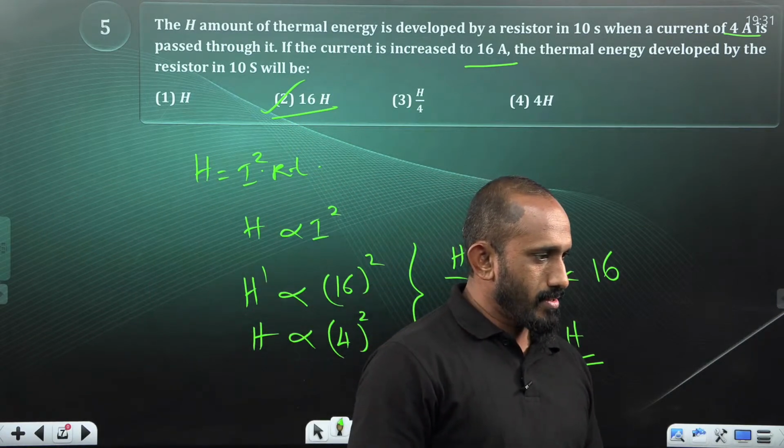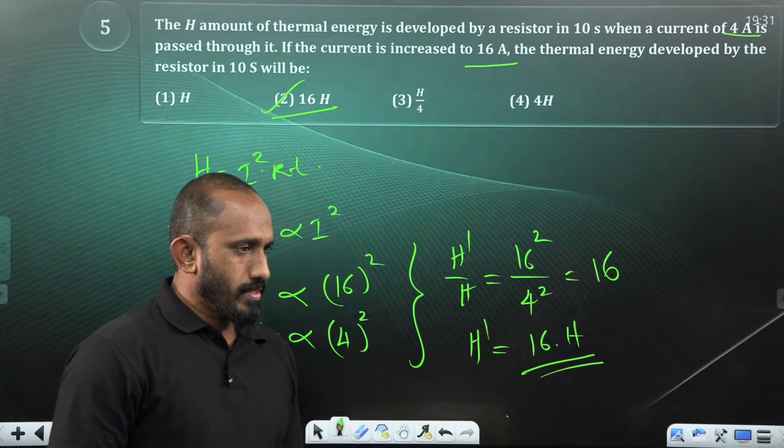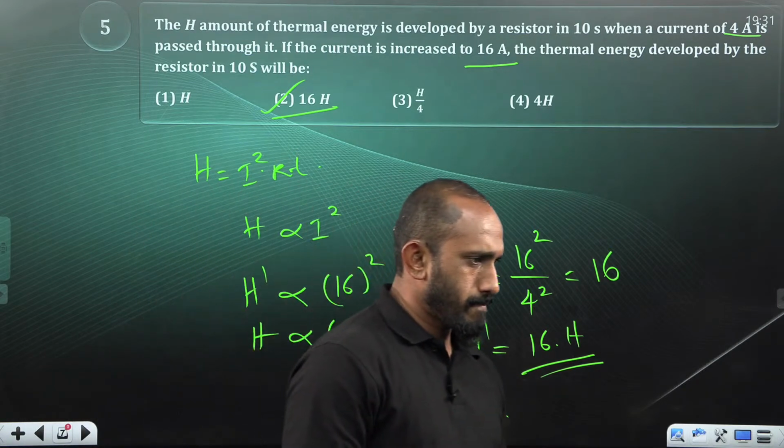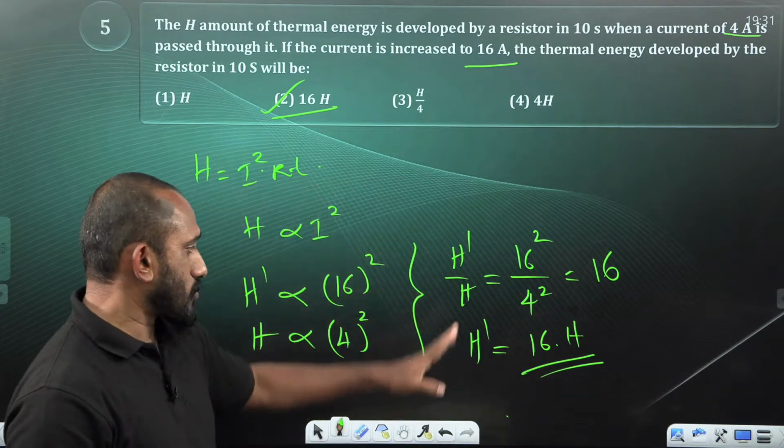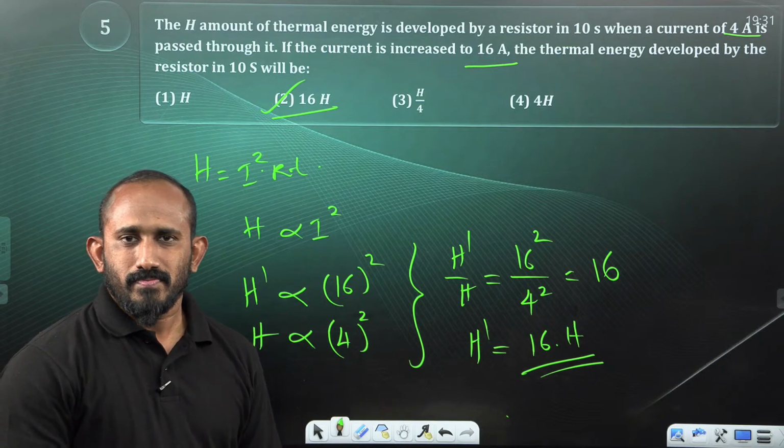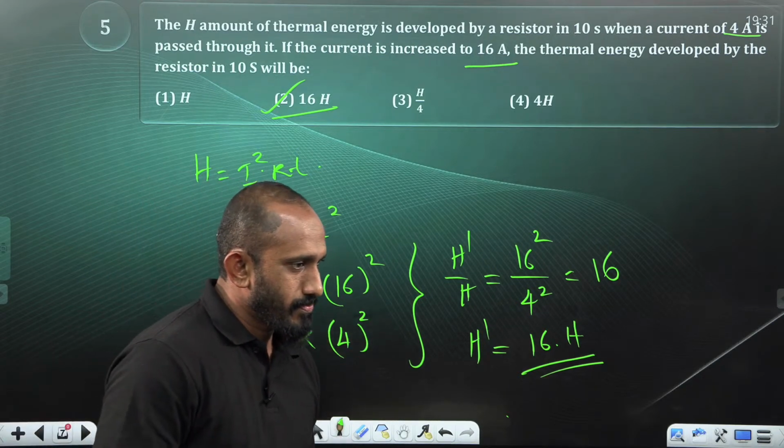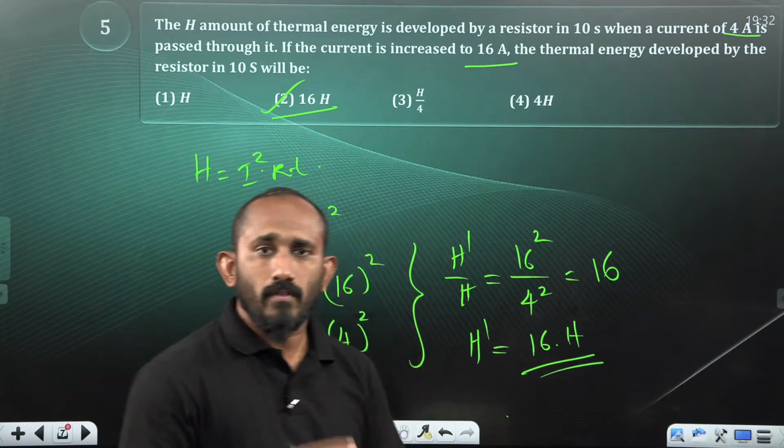Is it clear? Shani got it? Ashmita, is that clear now? Hannah, fine. So it is 16H. Clear? Yes, good. Okay. We'll go to the next question then.